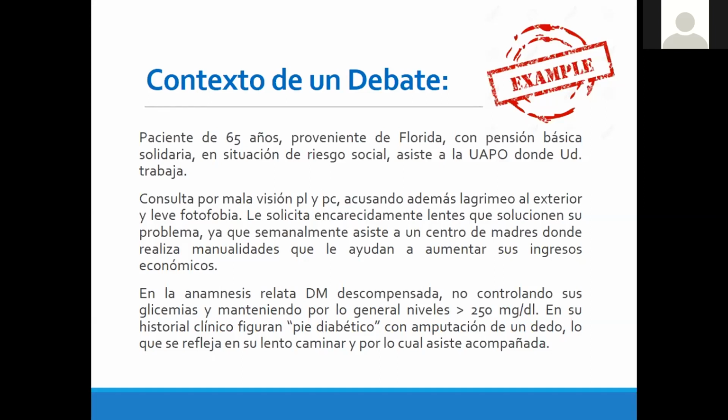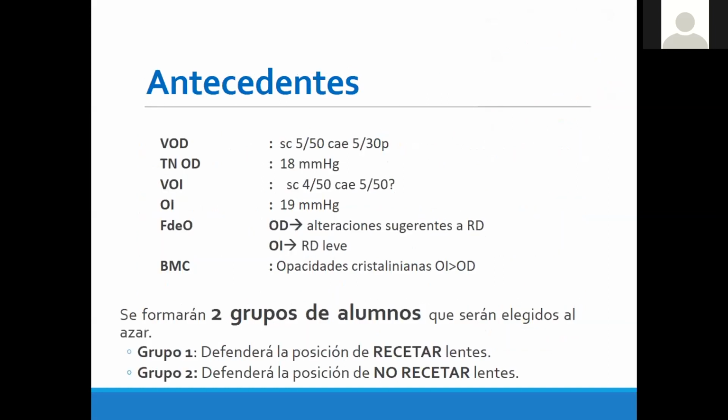En la anamnesis delata diabetes mellitus descompensada, no controlando sus glicemias y manteniendo por lo general niveles mayores a 250. En su historial clínico figura pie diabético con amputación de un dedo, lo que se refleja en su lento caminar y por lo cual asiste acompañado. Entonces tenemos un caso, una paciente con ciertas características socioculturales, con ciertas necesidades socioeconómicas, y en este caso el técnico en oftalmología tiene que tomar alguna decisión. Se entregan antecedentes particularmente de visión del caso, y la profesora forma 2 grupos. Un grupo tiene que defender la posición de recetar lentes y el otro grupo tiene que defender la posición de no recetar lentes.